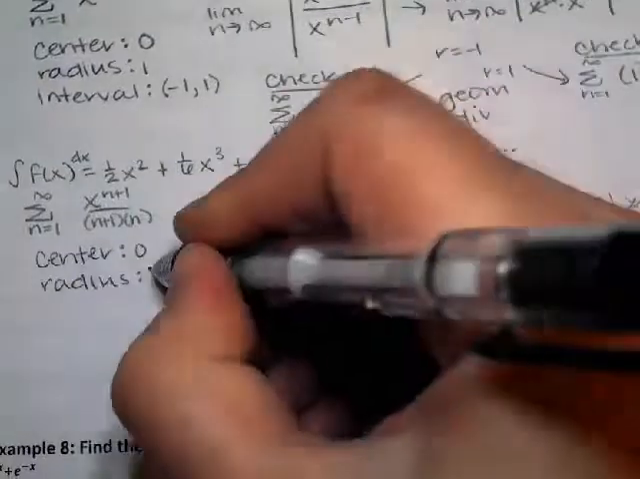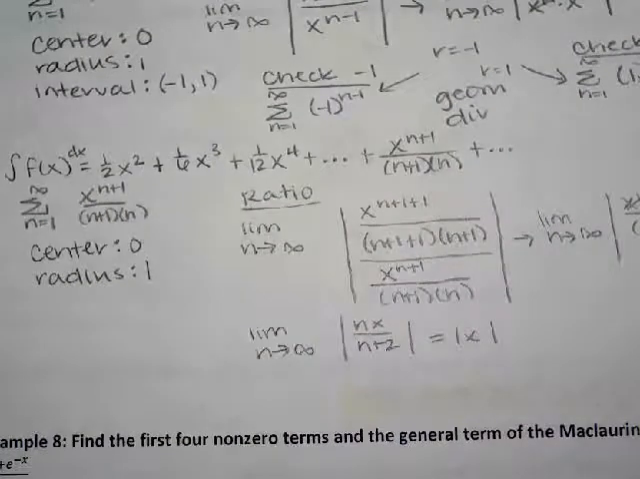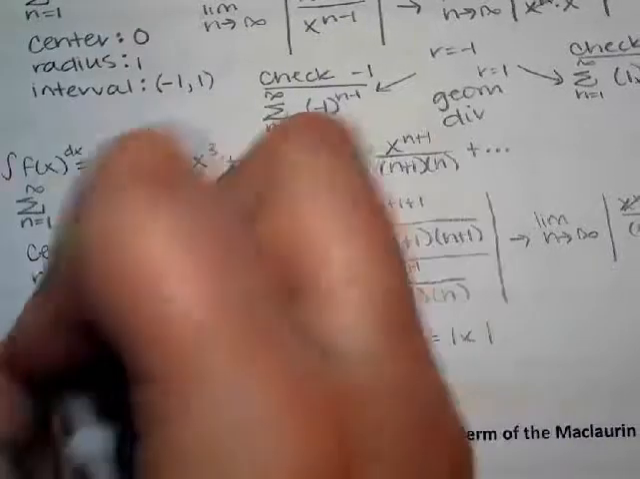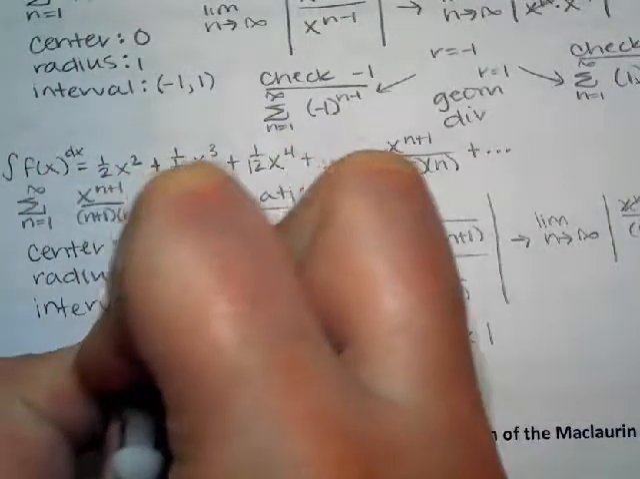So the interval is going to be negative 1 to 1. And we've got to see what we should do about that. So we've got to check negative 1, check positive 1.